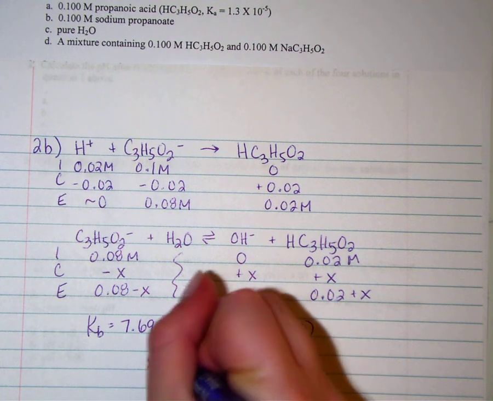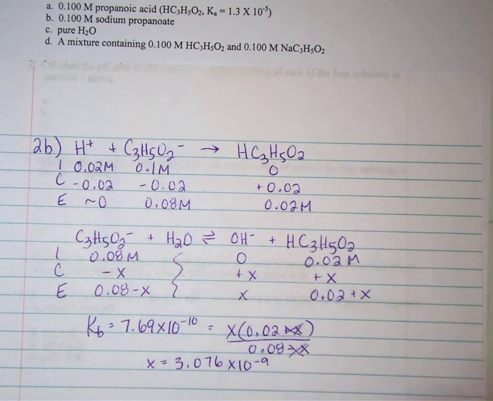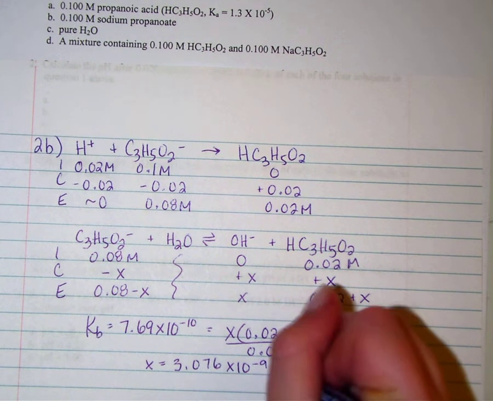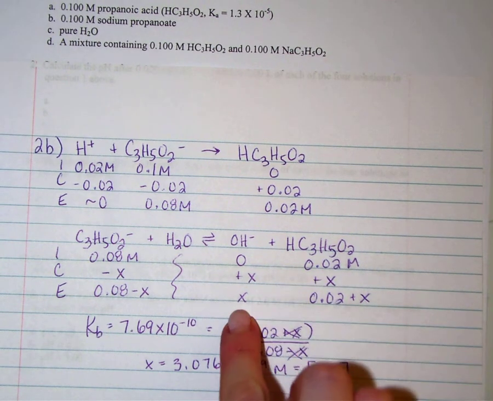equals 3.076 times 10 to the negative 9. Now that happens to be the OH minus, if I look back up in my ICE chart at what that was.